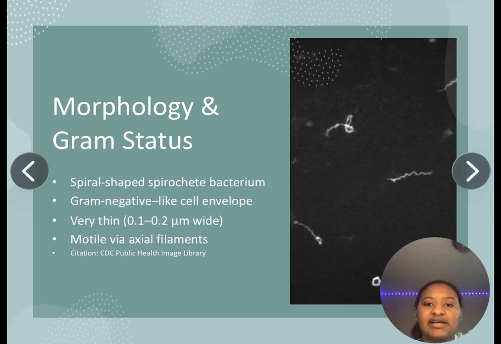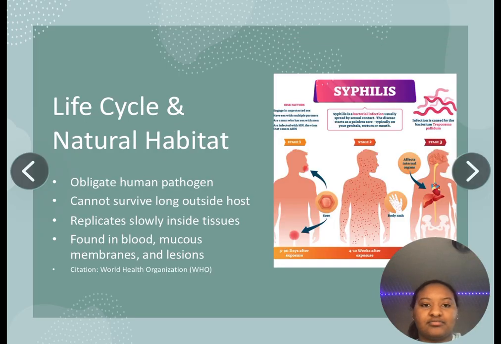The bacterium has a very distinctive spiral shape, which is why it falls under the group known as spirochetes. It has a gram-negative-like cell envelope, even though it doesn't stain reliably. It's extremely thin, only 0.1 to 0.2 micrometers wide. It moves using axial filaments that rotate internally, giving it a corkscrew-like motion. This unique movement helps it to penetrate tissues easily.